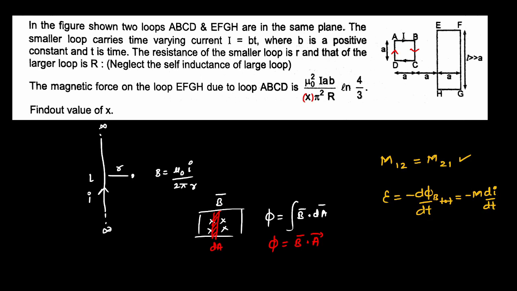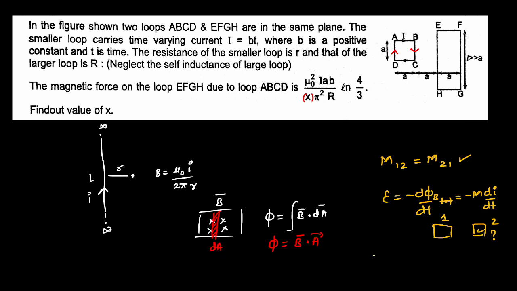So if you have two coils, say coil 1 and coil 2, and you know the current is changing in the first coil and you're predicting the EMF induced in the second coil, then you'll be using this particular relation.